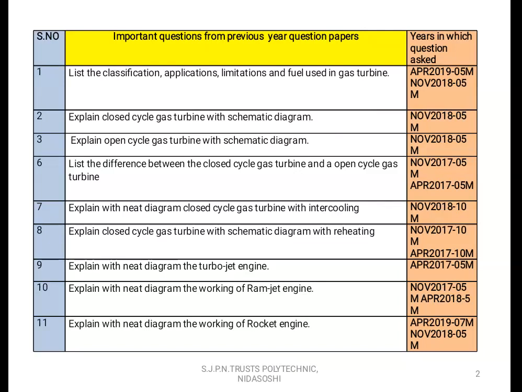These are the important questions on the gas turbine and jet propulsion system which have been repeatedly asked in the diploma examinations in previous years. So here we are studying the classification, application, limitations and fuel used in the gas turbine, closed cycle gas turbine, open cycle gas turbine, and the difference between closed cycle and open cycle gas turbine. Closed cycle gas turbine with intercooling and reheating, turbojet engine, ramjet engine, rocket engine.